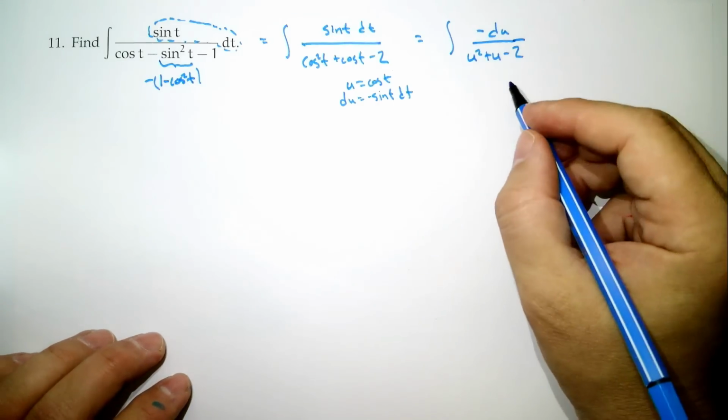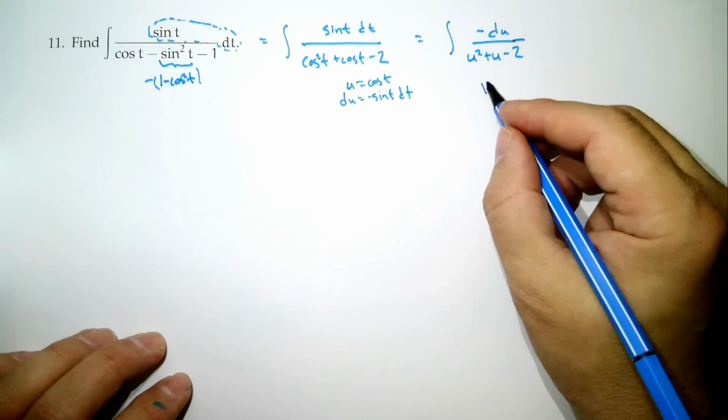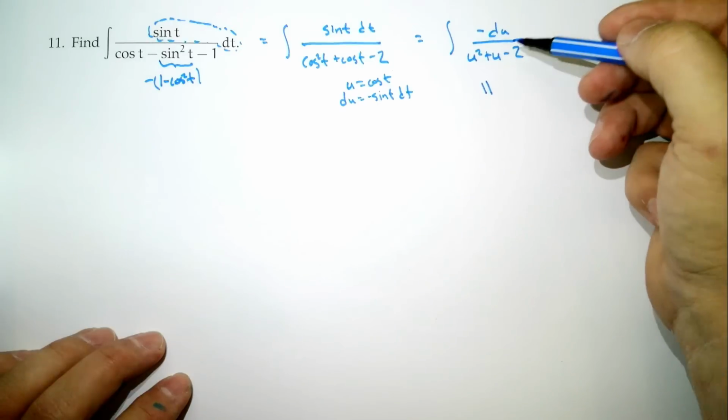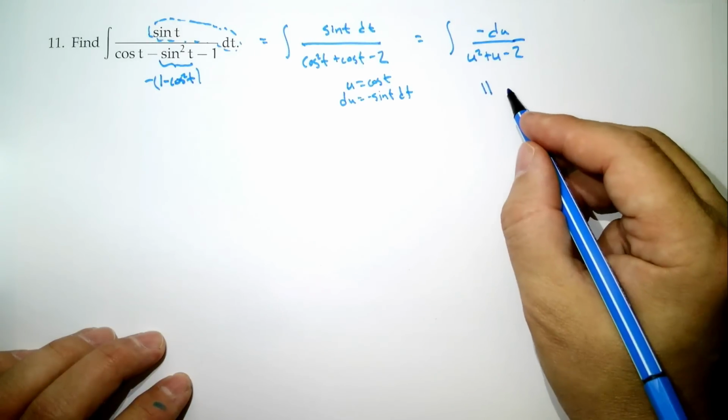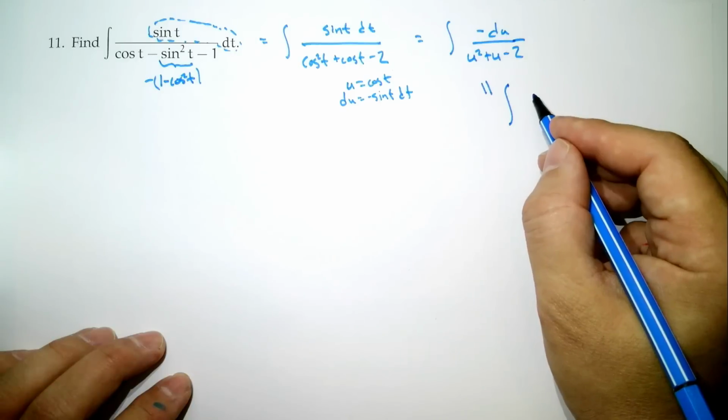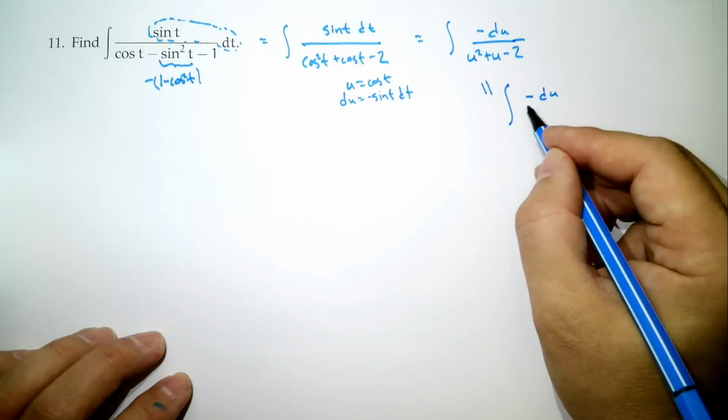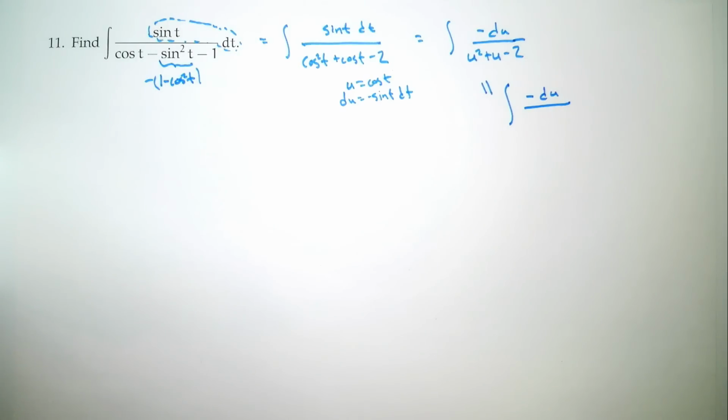Do we need to do long division? No, because you look at the powers. Upstairs it's a constant, downstairs it's degree 2, no long division. So then the next step is factoring the denominator. Does u squared plus u minus 2 factor?